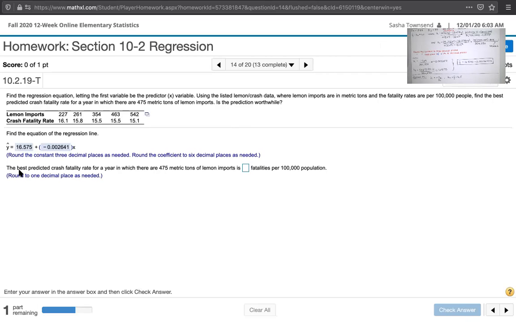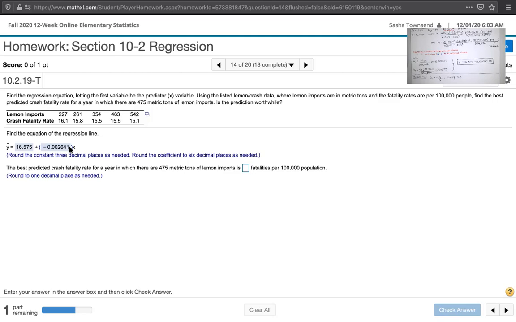Now the next question says the best predicted crash fatality rate for a year in which there are 475 metric tons of lemon imports is blank fatalities per 100,000 in the population. Now remember how this works. You can use this regression line to predict the crash fatality rate given a number of lemon imports if there is evidence of a correlation between those two variables.